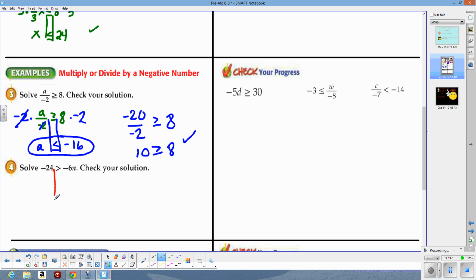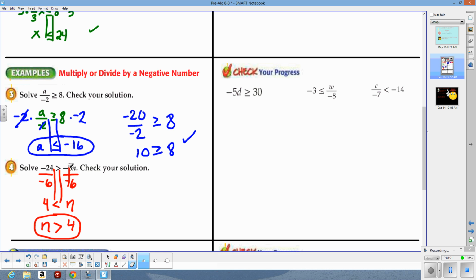In our next example, instead of multiplying n by negative 6, we're going to divide by negative 6 to undo that multiplication. Negative 24 divided by negative 6 is going to be a positive 4. Since I divided by a negative number, I'm going to flip the symbol around. And negative 6 divided by negative 6 is 1, and 1 times n is just n. Now if I write this with the variable first, the symbol is pointing at the 4 and it's opened up to the n. So the numbers n that are greater than 4.